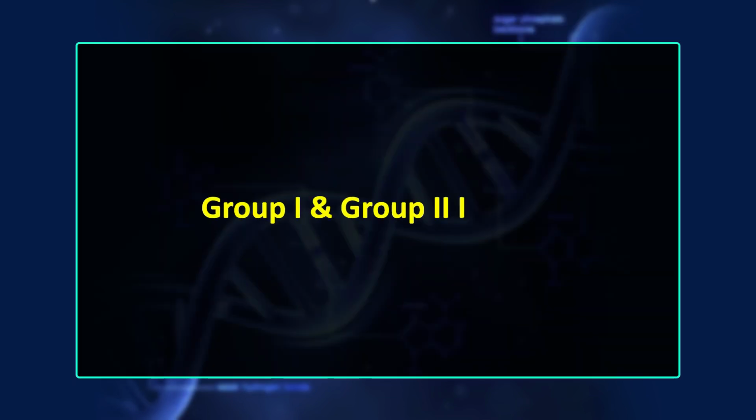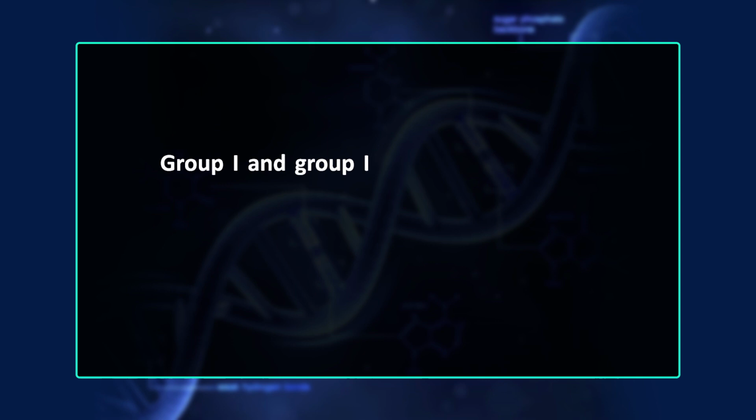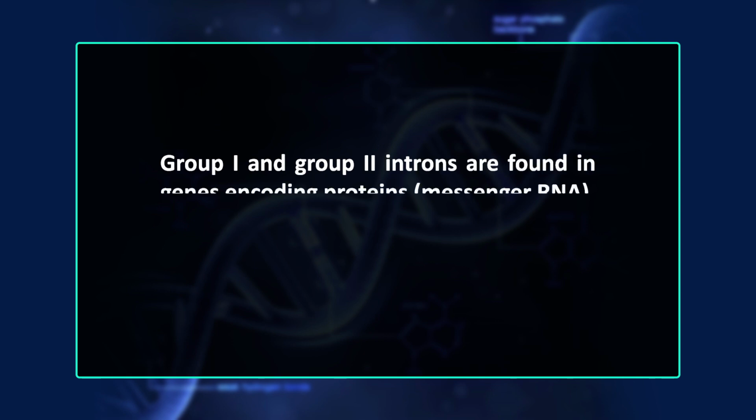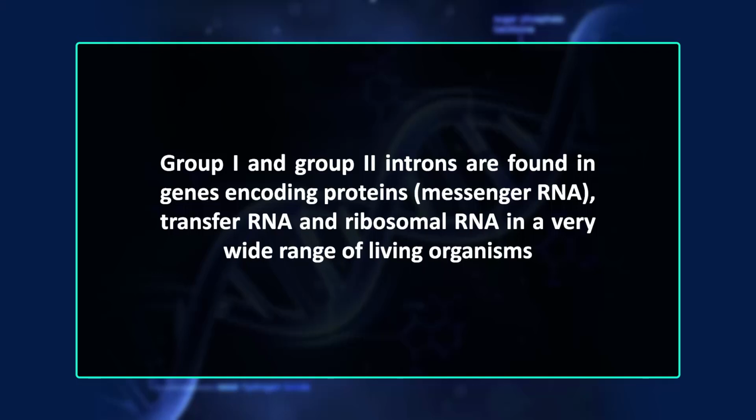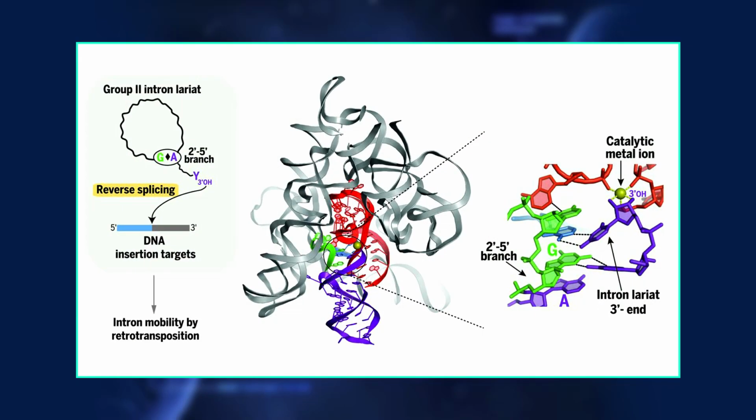Dear students, let's now discuss group 1 and group 2 introns. Group 1 and group 2 introns are found in genes encoding proteins, that is the messenger RNA or mRNA, transfer RNA or tRNA, and ribosomal RNA or rRNA in a very wide range of living organisms. Following transcription into RNA, group 1 and group 2 introns also make extensive internal interactions that allow them to fold into a specific complex three-dimensional architecture.